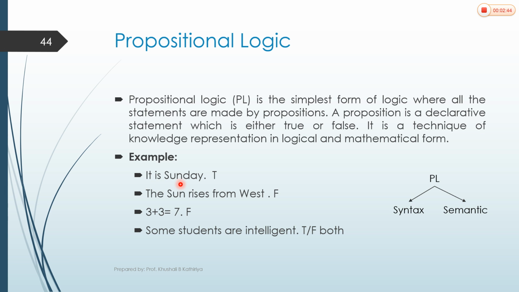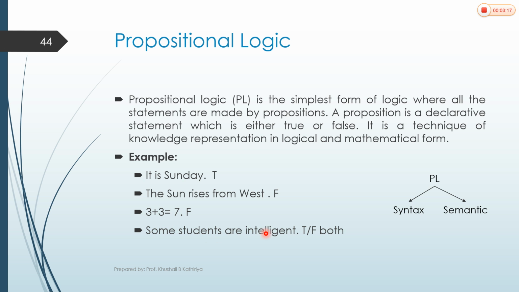Today is Sunday, so this is a proposition and it is true. The sun rises from the west, it is false, because we all know that the sun does not rise from the west. 3 plus 3 is equal to 7, this is a mathematical sentence, like 3 plus 3 is equal to 6, so this proposition is false.